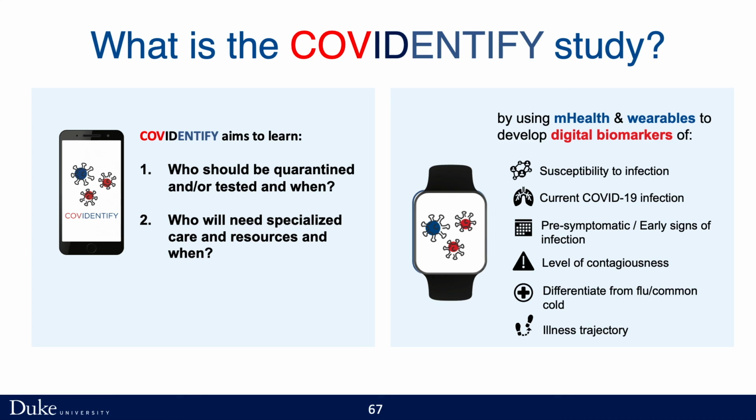So what this study actually is, is a smartwatch study which takes information from both mobile devices and smartwatches and aims to learn who should be quarantined and/or tested and when, and who will need specialized care resources and when.